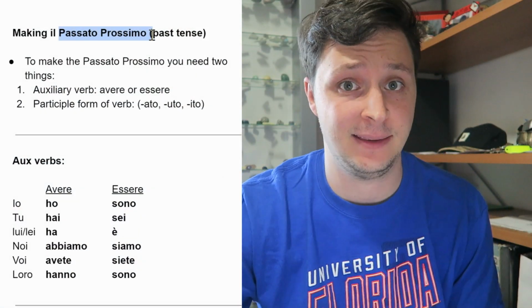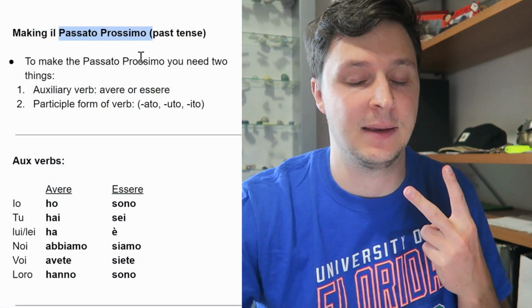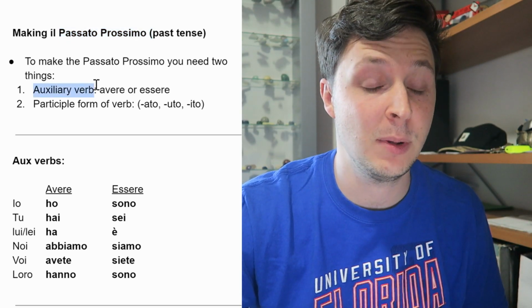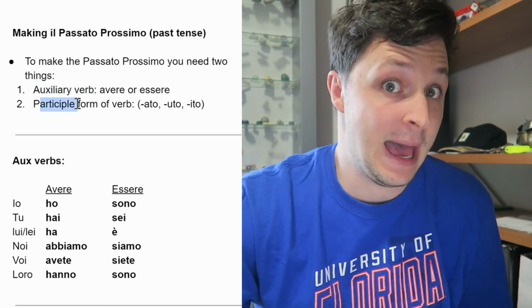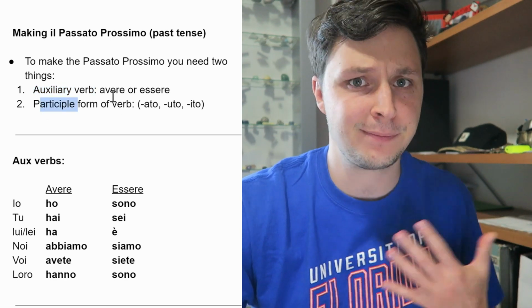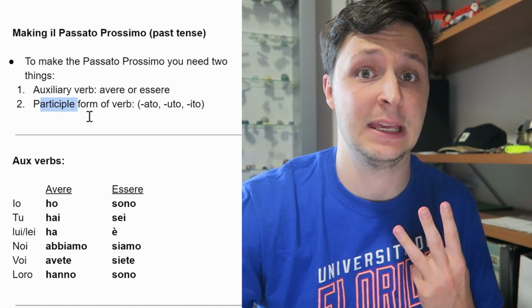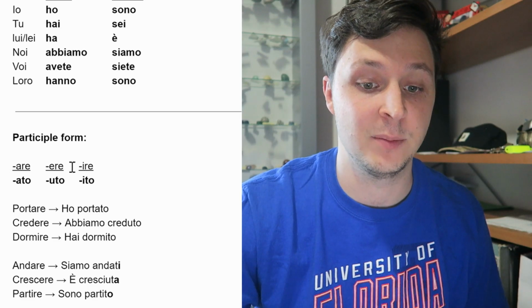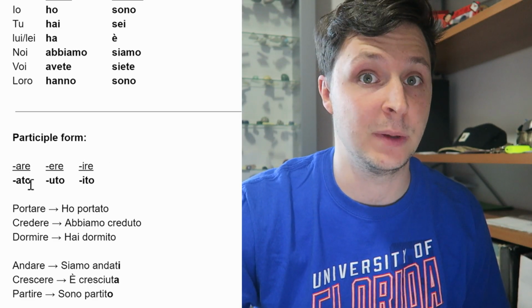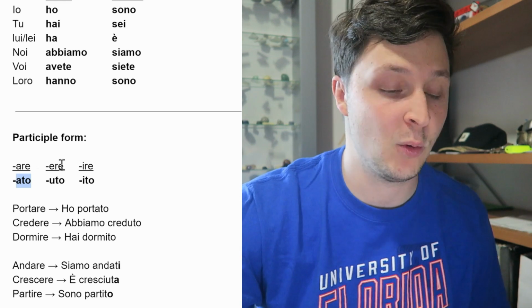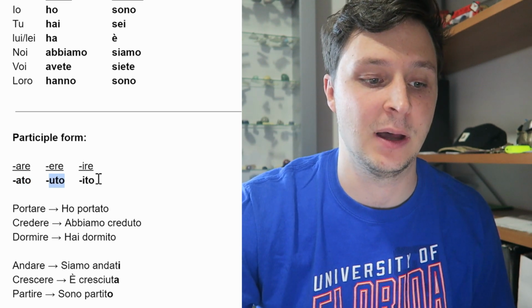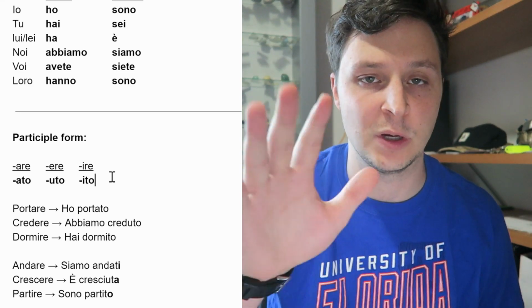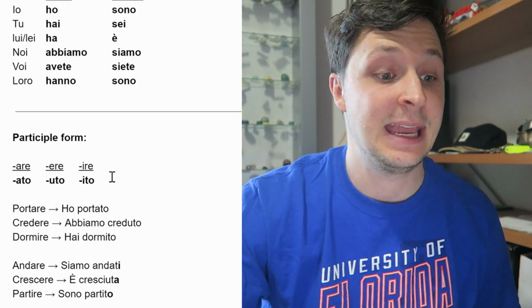So really, to make the past tense in Italian, you need two things. It will always be two words. So you need to start with an auxiliary verb, and then of course the participle or the past form of the verb. In Italian, you may know that there are three types of verbs, and I have it down here. We have are verbs, ere verbs, and ire verbs. So an are will become ato in the end, an ere will become uto, and ire will become ito. Of course, yes, there are a million irregular cases, which unfortunately you'll have to memorize, but in general, this is the conjugation.